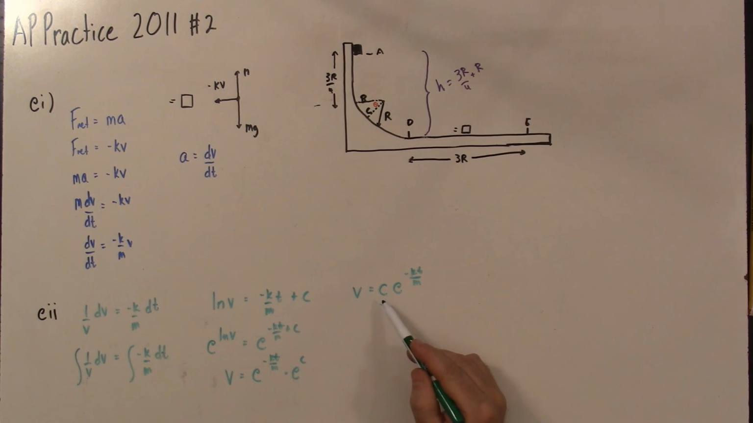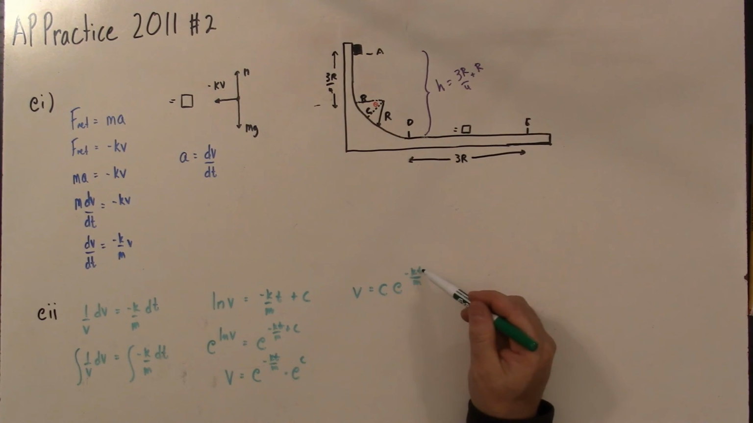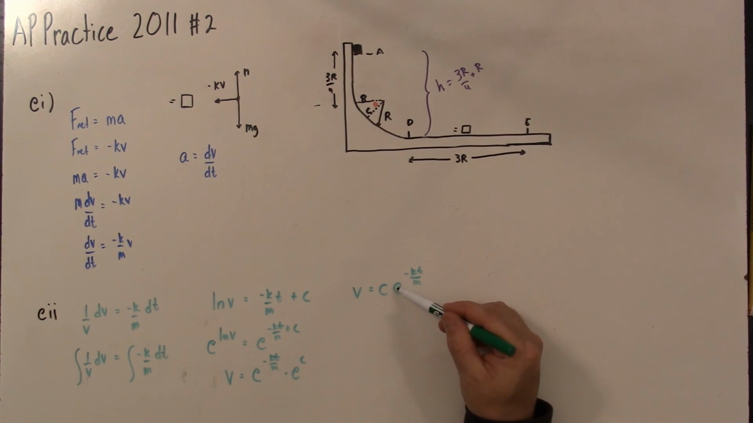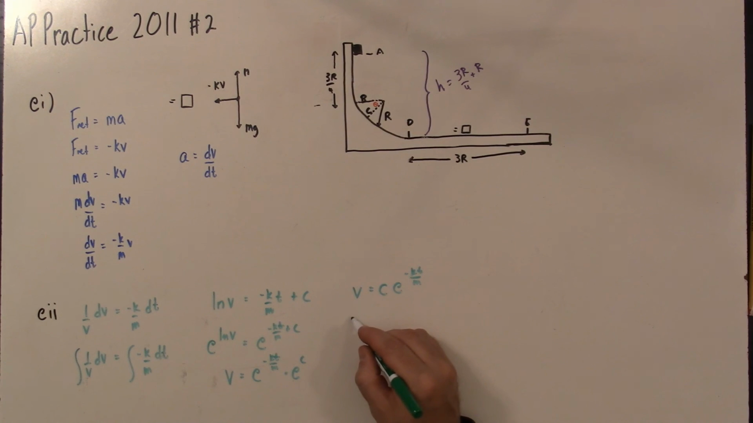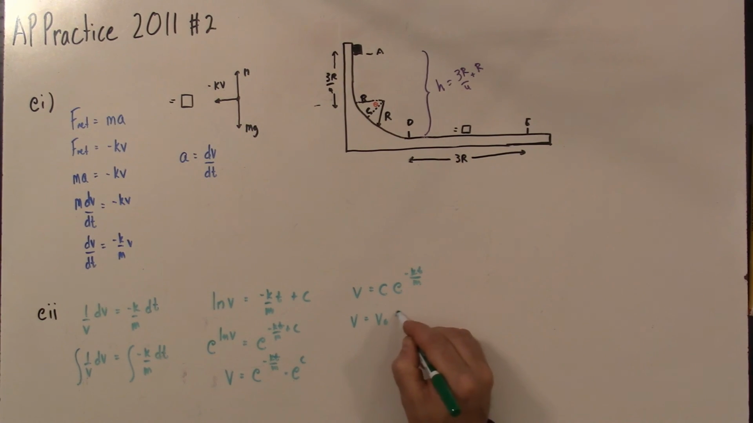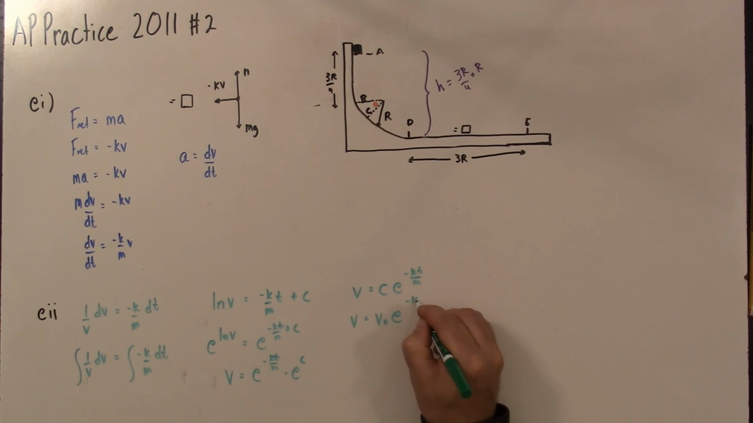So what does this represent though? Well, one way to think about this is if I put a 0 in for time, 0 times k divided by m makes that whole exponent 0. E raised to 0 is 1. So this constant here is actually the initial velocity. It's the velocity at time 0. So v equals v0 e to the negative kt over m. And that is the answer to the differential equation.